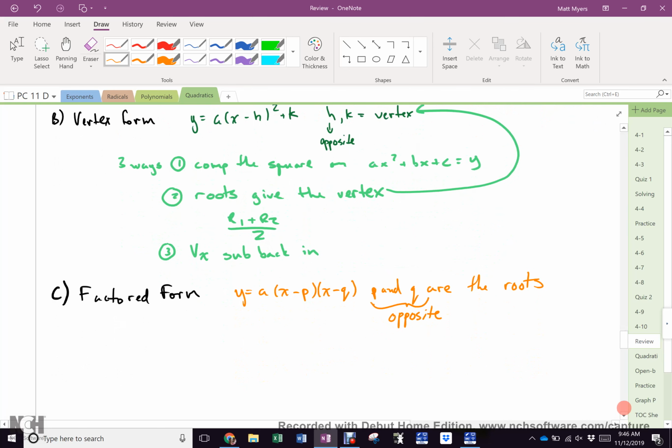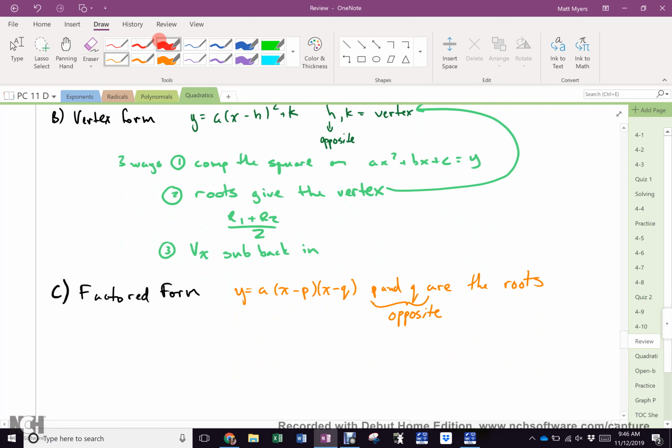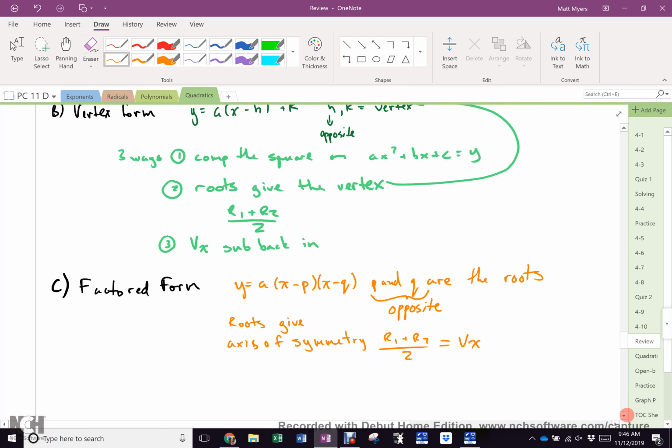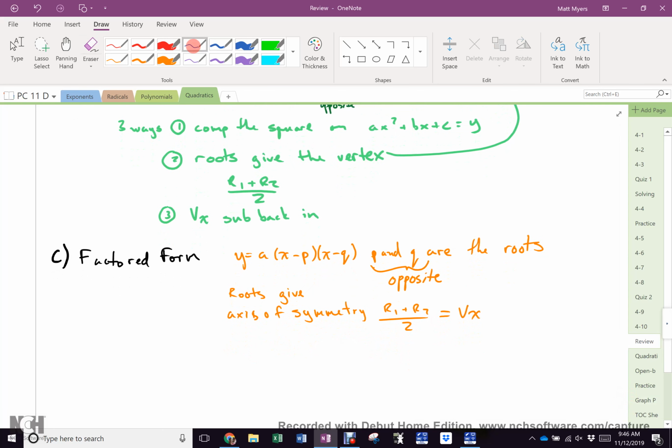What's the same in all three? Oh, sorry. When you've got the roots, roots give the axis of symmetry. Forgot the R. And that's the root 1 plus root 2 divided by 2, which is also your Vx. What's the same in all of them? A.